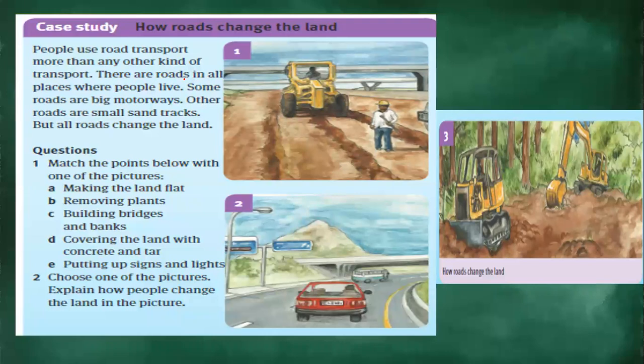People use road transport more than any other kind of transport. There are roads in all places where people live. Some roads are big, wide ways. Other roads are small, sandy tracks. But all roads change the land. Thank you very much.